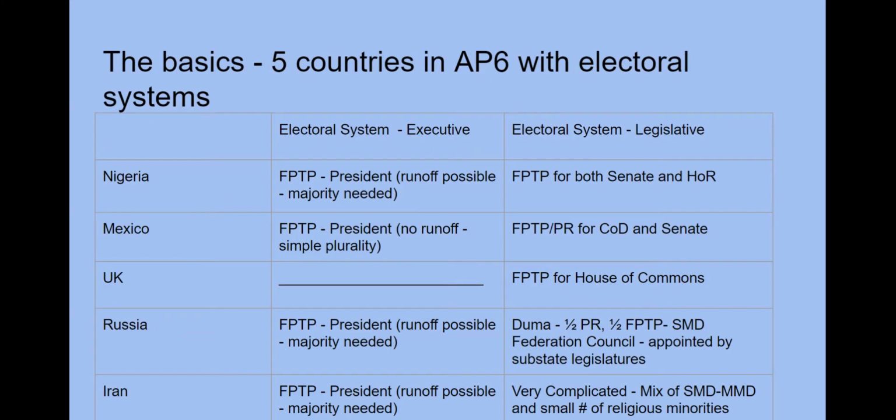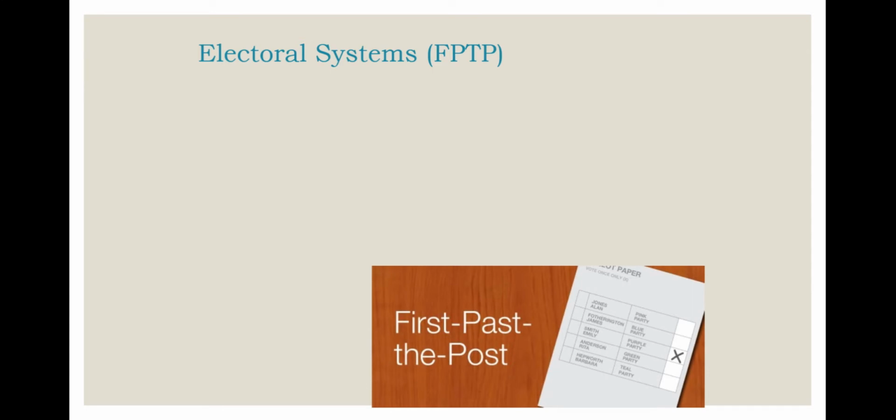So just to go through the basics, these are the electoral systems that the 5 countries within the AP6 use. We're going to focus specifically on Nigeria and Mexico, so we'll be back to these countries right at the end. But this might be a good place to stop the video and write these down. And we'll go a little bit more in depth into each of these, okay?